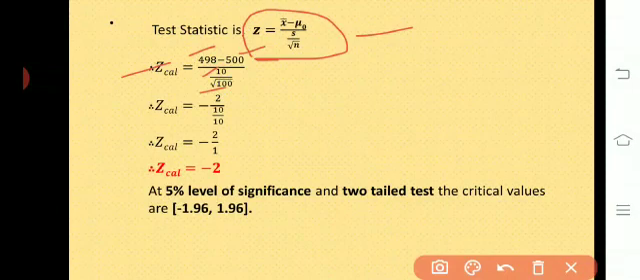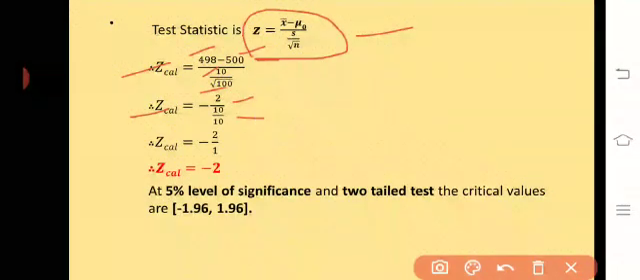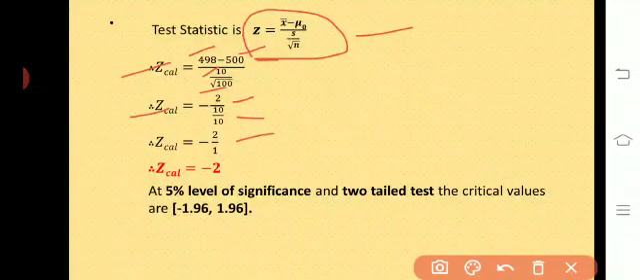If you simplify further, you will get the calculated value of z equal to 498 minus 500, which is minus 2, divided by 10 by 10. Simplify further, you will get z calculated equal to minus 2 divided by 1. That is z calculated equal to minus 2. So it is our calculated value of z.